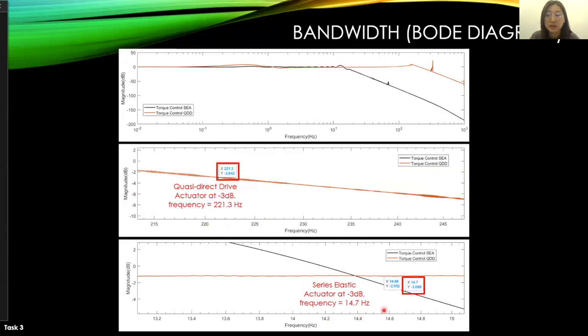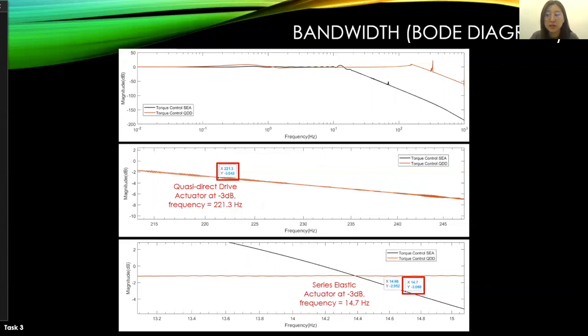That means that if we go over 14.7 hertz for the series elastic actuator, the system will not be able to accurately detect the frequency input anymore, which proves that the quasi-direct drive actuator has a lot higher bandwidth than the series elastic actuator.